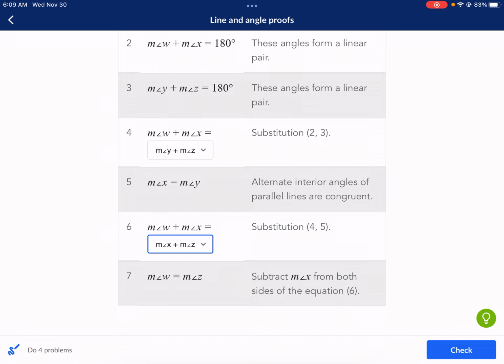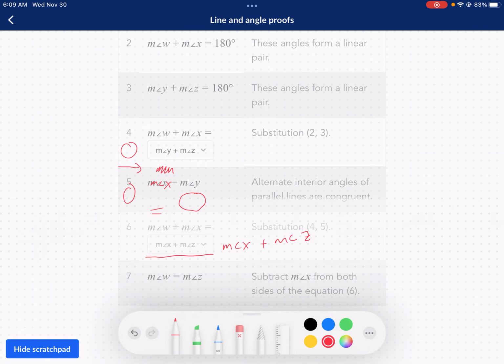And then we subtract x from both sides. Let's say I didn't know that. I didn't know if it was x or z or what. Let's say I got confused. I can look at this last step, step 7, and say I have to subtract x from both sides.